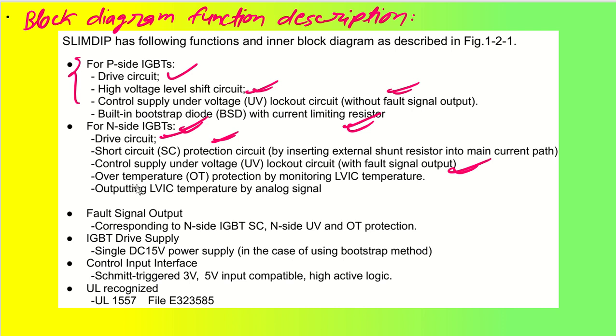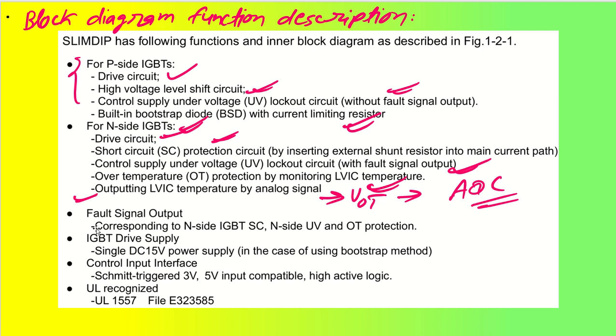Next, we have over temperature protection by monitoring the LVIC temperature, and we also output the LVIC temperature as an analog signal, which is going to come out on VOTP. Okay, so this will come as an analog voltage, which can go through an ADC of my microcontroller, and which can tell us what the temperature of the LVIC or IC is.